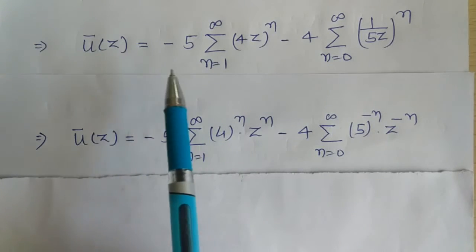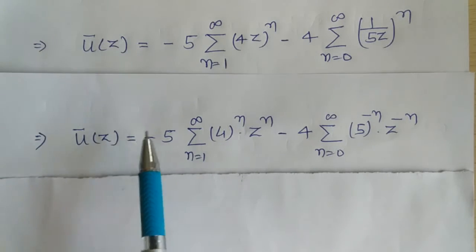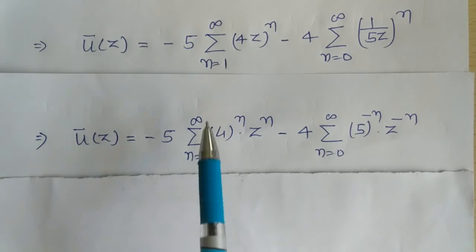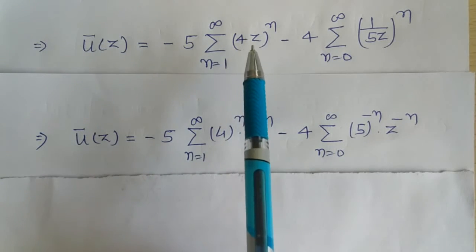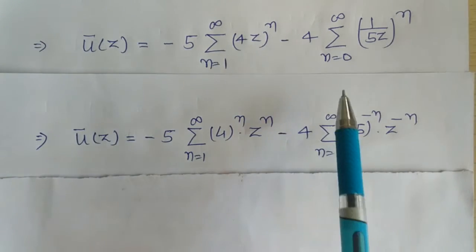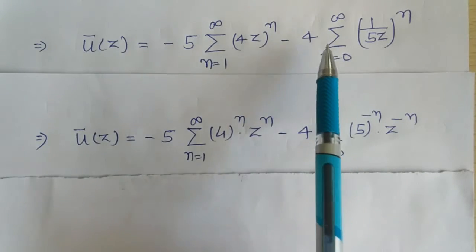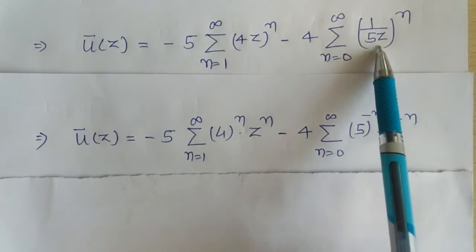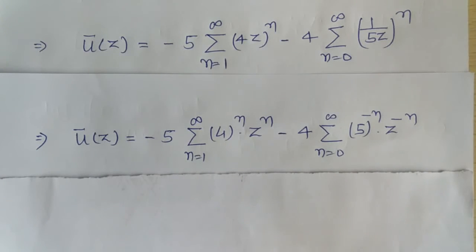which we further express as u bar z equal to minus 5 constant as it is, summation n goes from 1 to infinite 4 power n into z power n, minus 4 constant as it is, summation n goes from 0 to infinite, this becomes 5 power minus n into z power minus n.